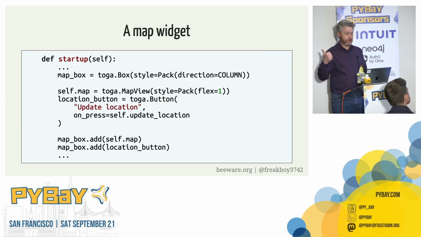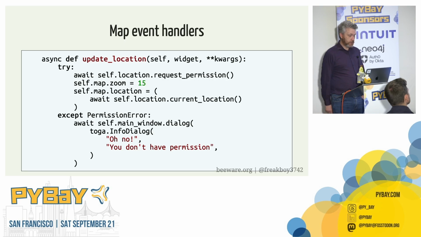Two things: a map set as flexible, so it will expand to fill the available space, and a button that we can press to update our location. So it will also be an event handler when the button is pressed. Put both of those into a map box, and that's our layout done. We can now define the event handler for when the button is pressed.